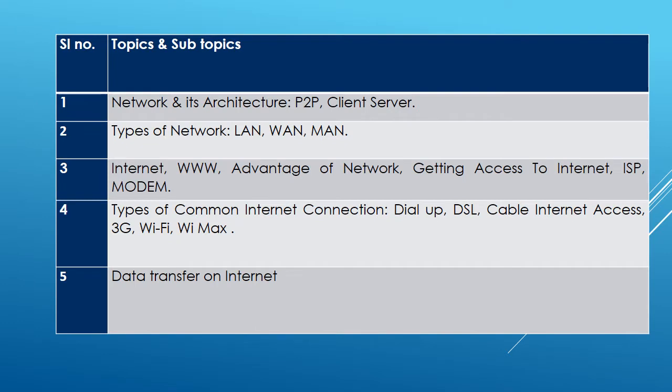Look at the topics and subtopics we will cover in this video. First one is network and its architecture, peer-to-peer, client-server. Second one is types of network, LAN, WAN, MAN. Third one is internet, WWW, advantage of network, getting access to internet, ISP, modem. Fourth one is types of common internet connection, dial-up, DSL, cable internet access, 3G, Wi-Fi, WiMAX. And the fifth one is data transfer on internet.